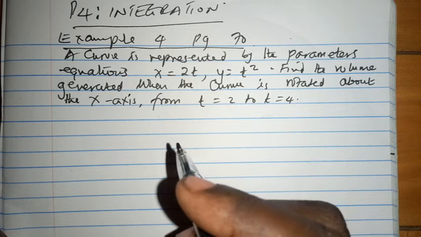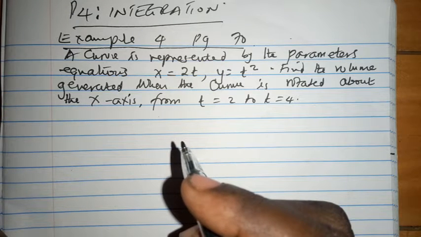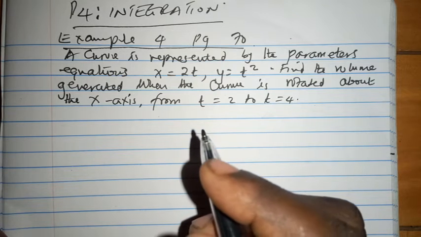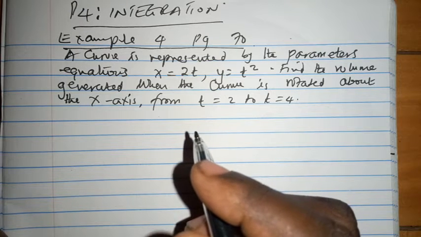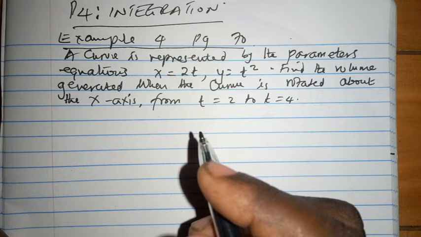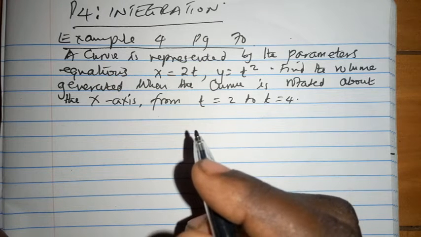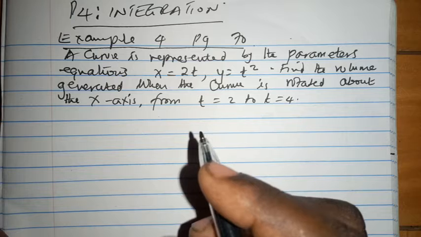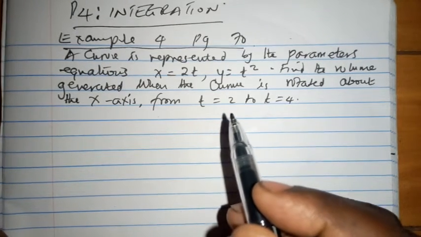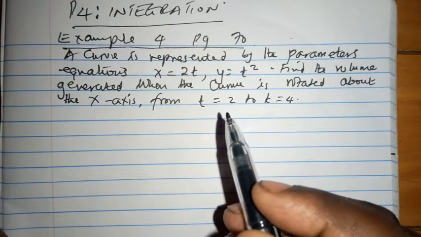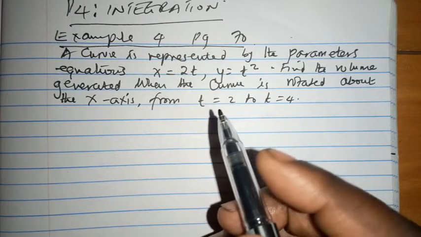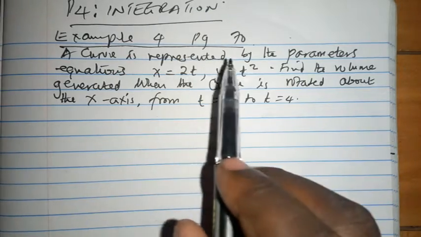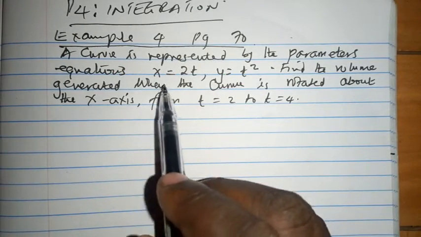And in this video, I want us to look at example 4 of pure mathematical integration. We have just understood the general formula for the volume when a region is rotated about the x-axis through 2 pi degrees. And in this particular example, a curve is represented by parametric equations.